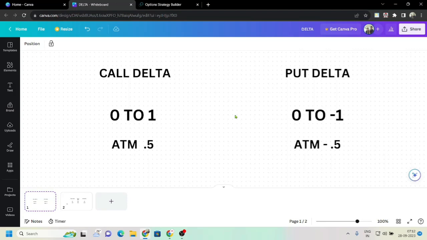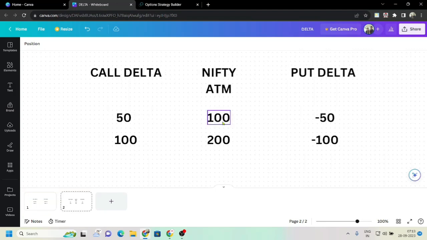The strike is not influenced only by delta. If the Nifty ATM strike is 100, call delta is 50 and put delta is minus 50. Consider that Nifty is 19,900, the ATM strike is 19,900, so call delta is 50, put delta is minus 50. Now you don't have any confusion.